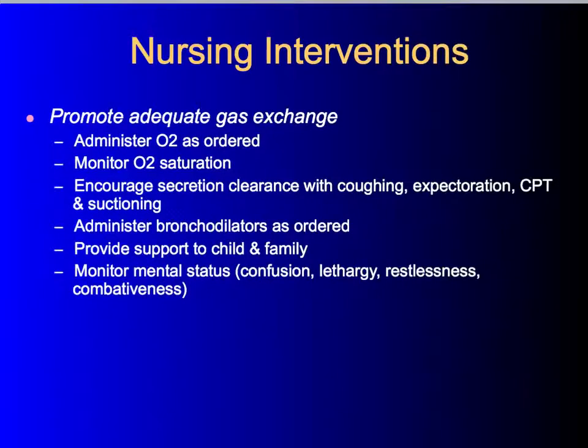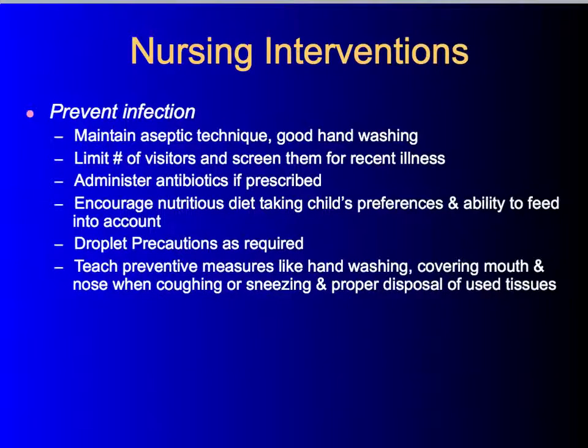We want to promote adequate gas exchange. So administer oxygen and monitor O2 sat. Encourage secretion clearance with coughing, expectoration, chest PT, and suctioning. Administer bronchodilators as ordered. Provide support to the child and family, and monitor the child's mental status for confusion, lethargy, restlessness, or combativeness.